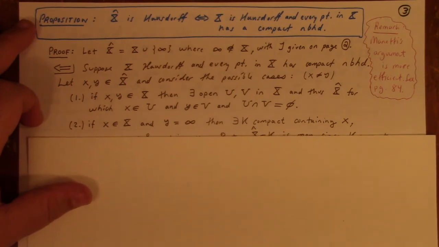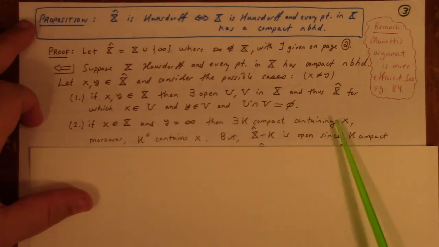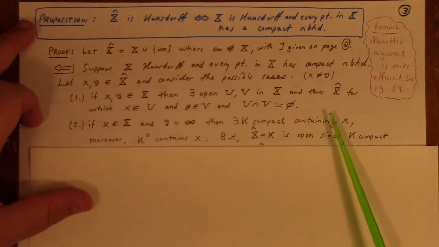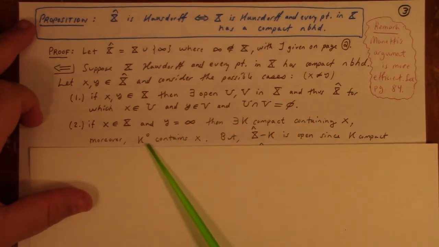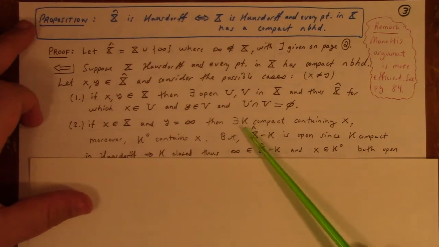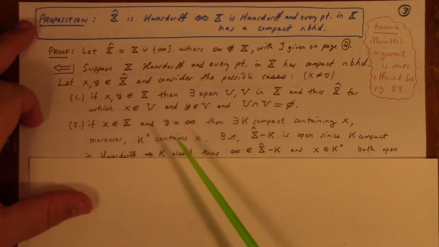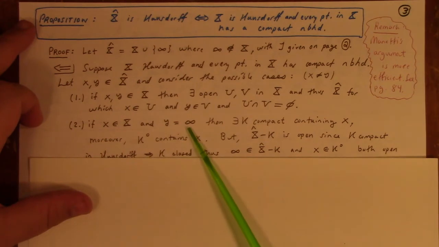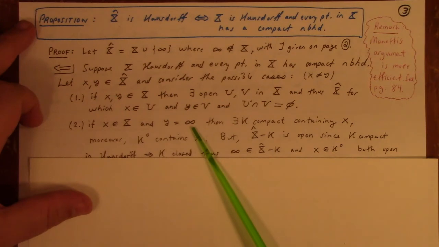Case number two. If x is an element of X and y is equal to infinity, then there exists a compact set containing x. Moreover, the interior of that compact set contains x. But we know that it's compact and closed. So therefore, the reason I know that x is not equal to y means that x has to be in the complement. How can I say this?